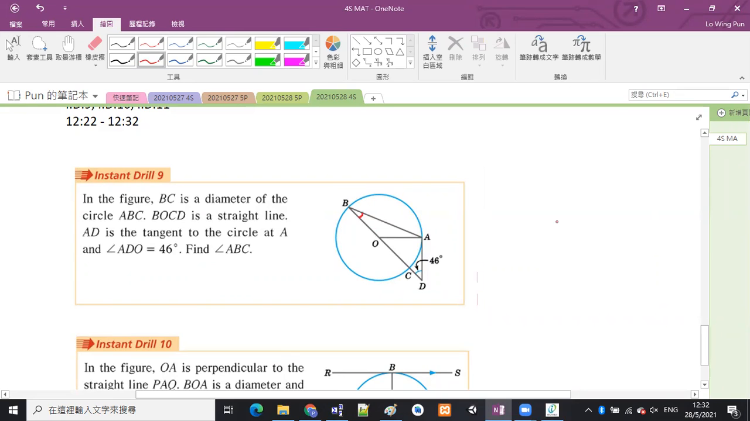Okay. Because O is the center of the circle, OA is a radius, and AD is the tangent to the circle at A. So we have angle OAD should be 90 degrees.